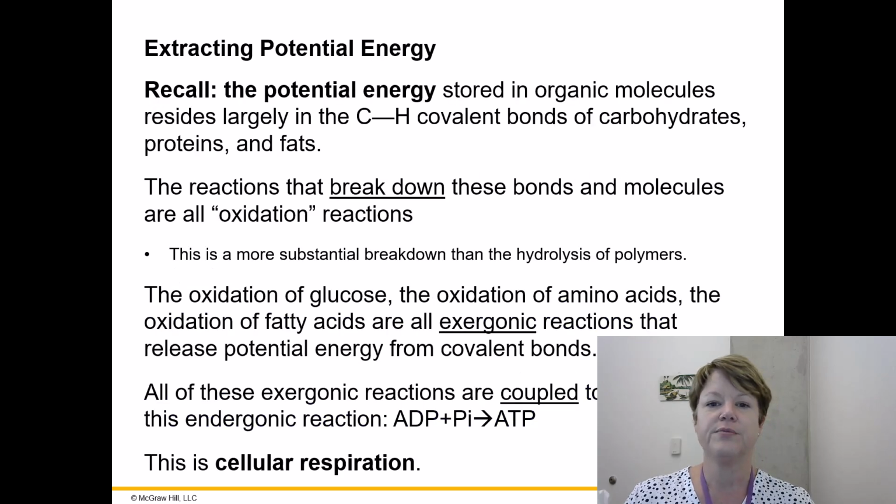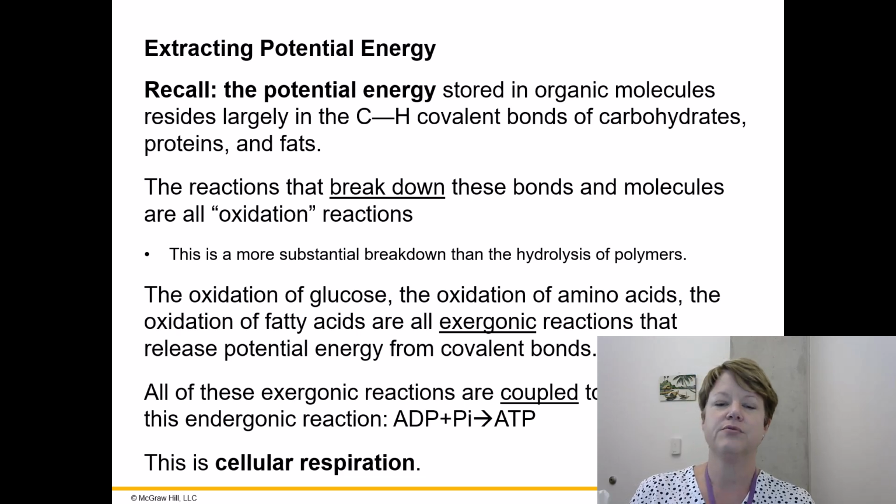So you'll remember that potential energy is stored in covalent bonds. So in organic molecules, that's mainly going to be the carbon to hydrogen covalent bonds. It can also be in the carbon to carbon to a lesser extent. But the carbon to hydrogen covalent bonds have a lot of energy. And you have those in carbohydrates, you have them in proteins and fats.